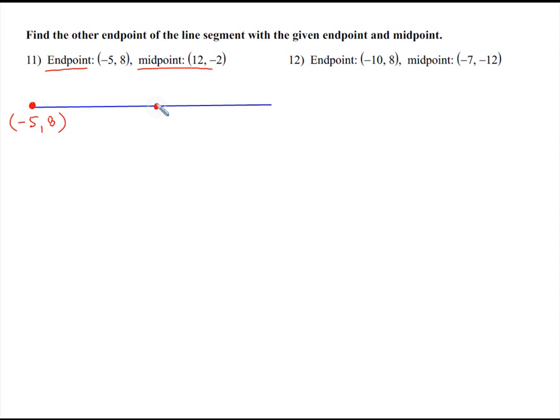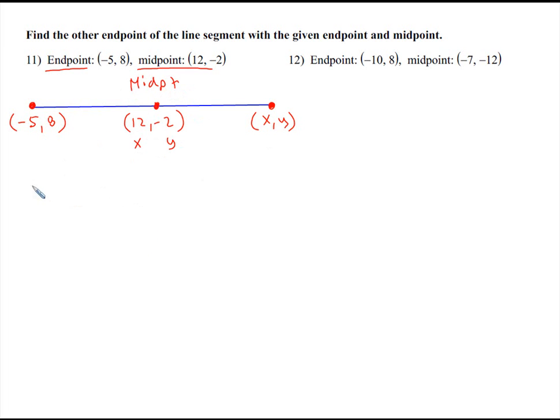We actually know the midpoint. They give us the midpoint. The coordinates are 12, -2. So this is the midpoint right here. We're trying to find the other endpoint, so we can just call this x and y for right now. Remember, this right here is the midpoint, the x and the y for our midpoint.